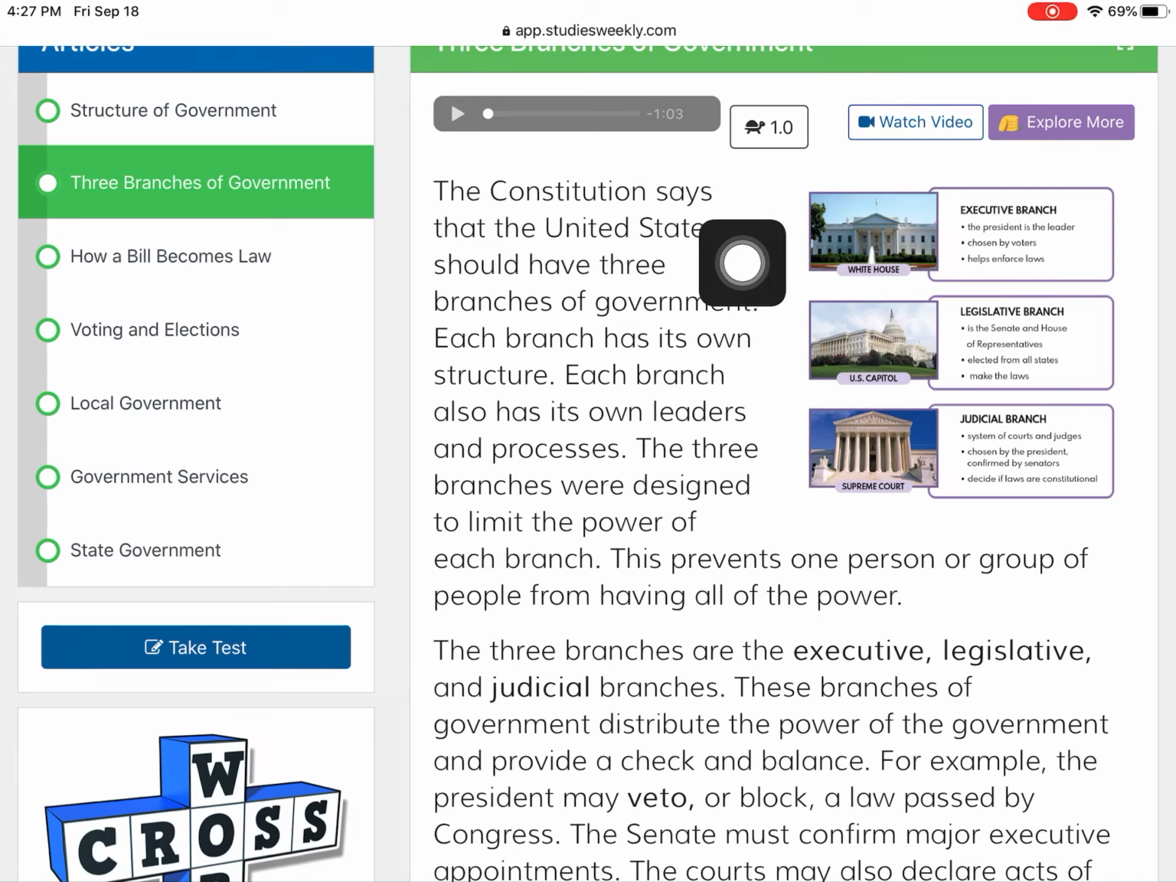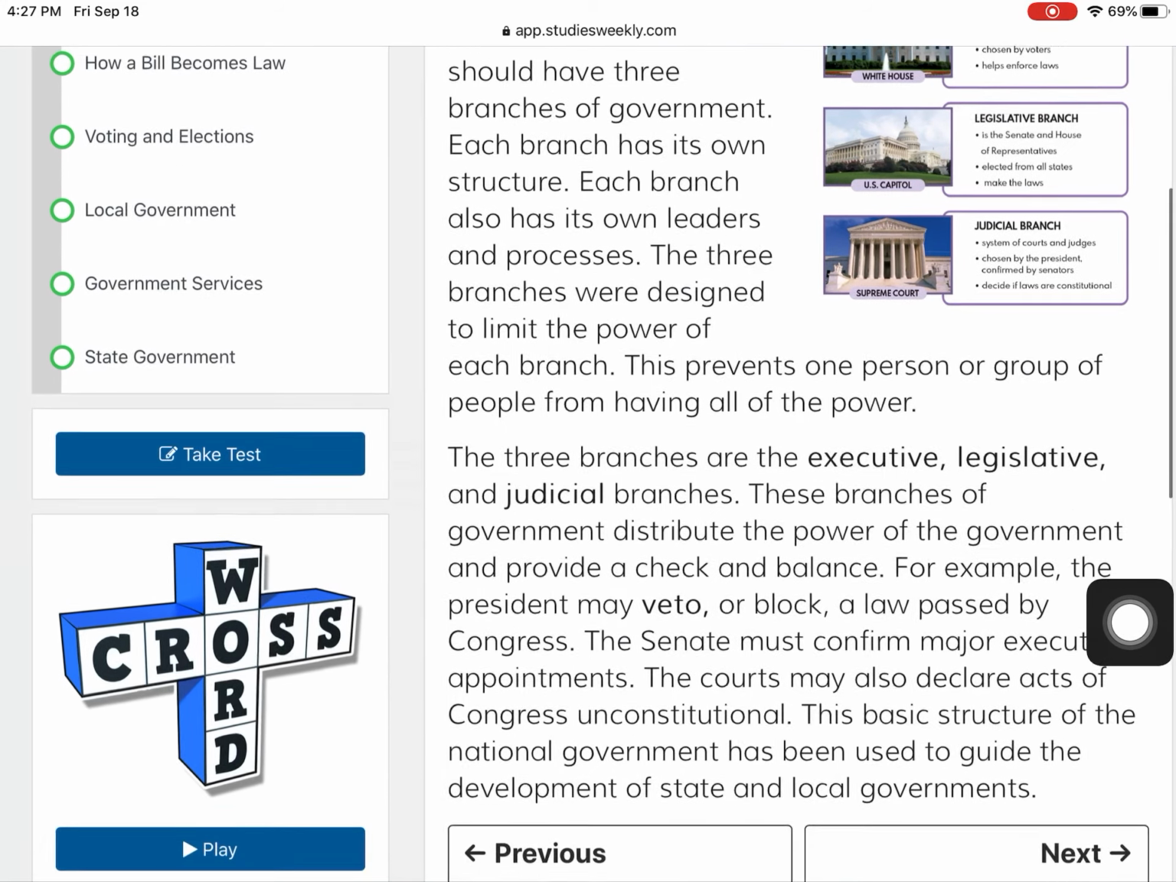The Constitution says that the United States should have 3 branches of government. Each branch has its own structure. Each branch also has its own leaders and processes. The 3 branches were designed to limit the power of each branch. This prevents one person or group of people from having all the power.